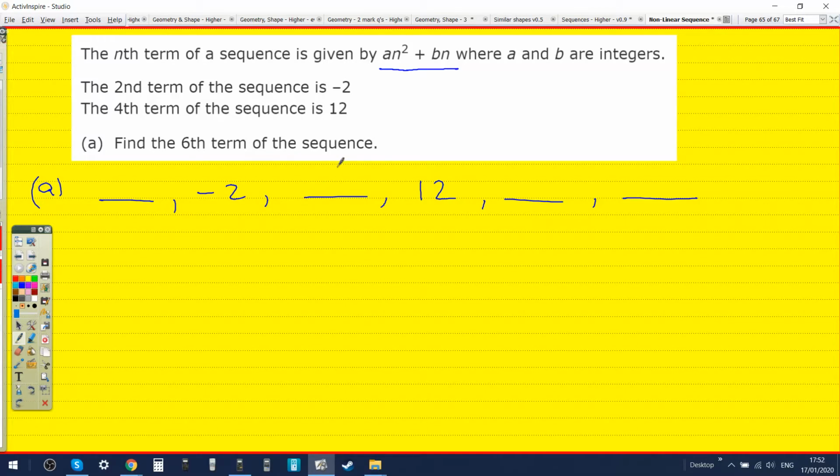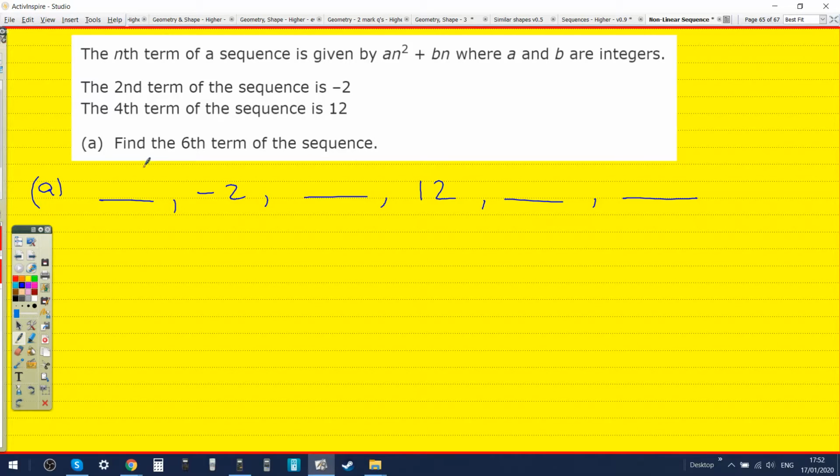So they did this a different way. So this is the second term. So what is n for this term? N squared plus n? Like, what is n for the second term? Does n squared plus bn have to add up to minus 2? No, it doesn't. Okay.